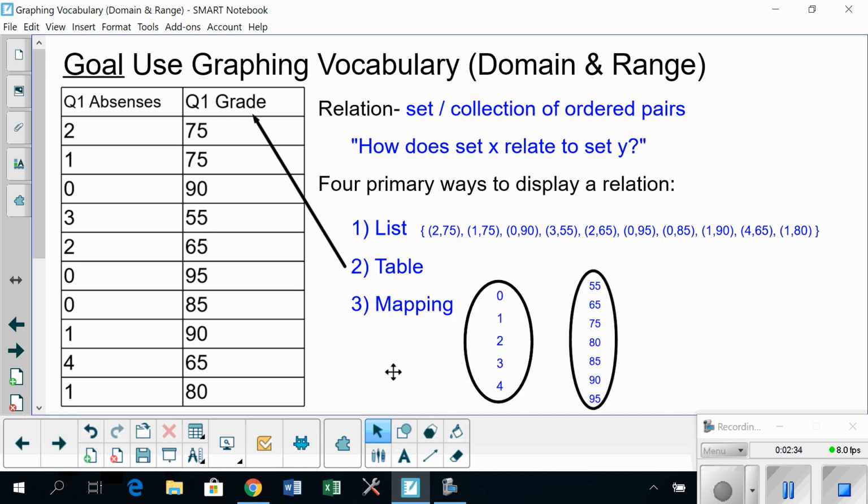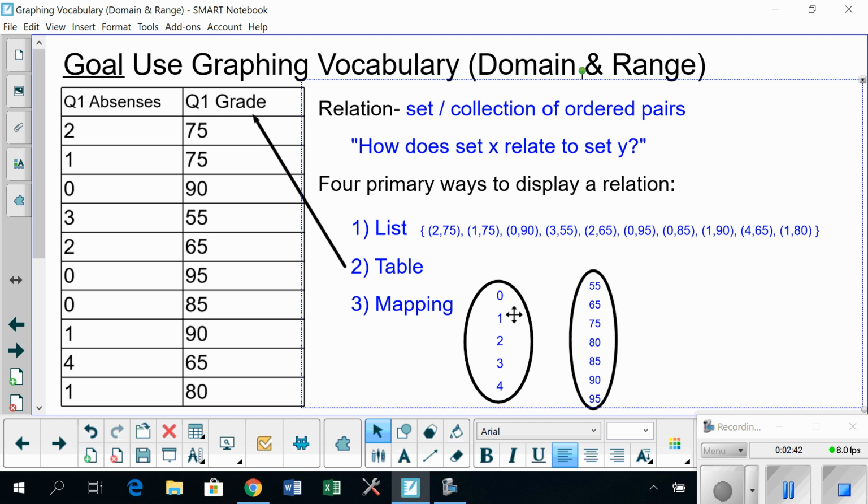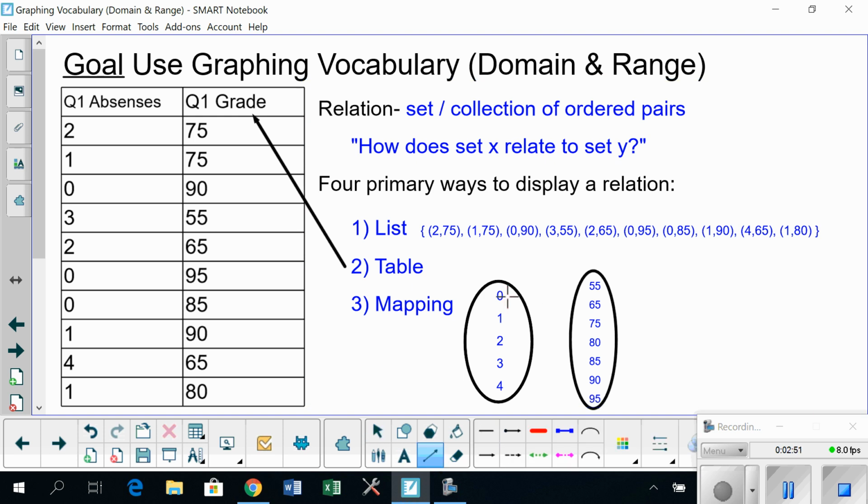Now, the third way to show a relation is kind of bizarre. It's kind of odd. It's called a mapping. I don't know if you've ever seen this before, but a mapping looks like this. A mapping, you say, okay, somebody that has 0 absences maps to 90. We had one with a 90. We had another student with 0 absences that got a 95. Over here, we had another student with 0 absences that got an 85.